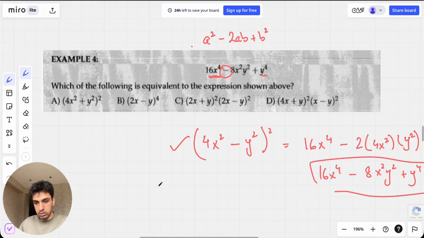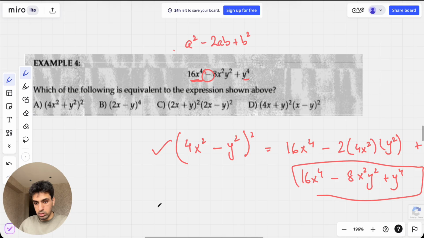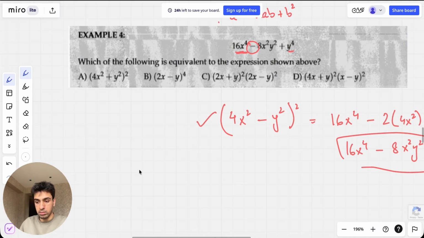Do we have it? We don't have it. So we don't actually have this, which means we'll have to simplify this further. So let's take this and simplify it further.